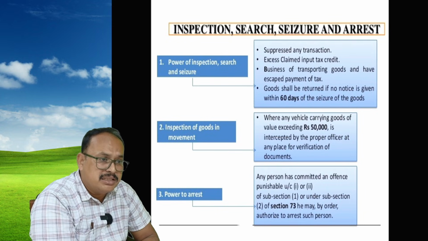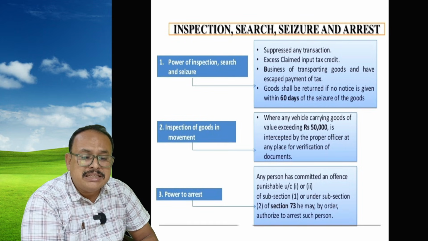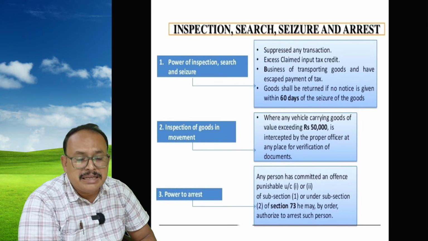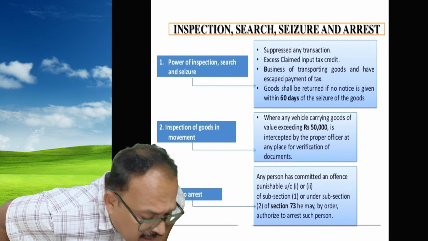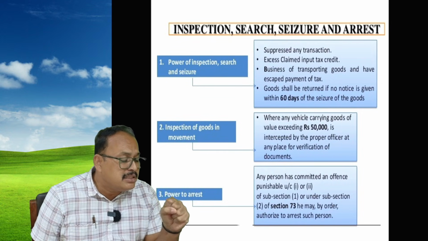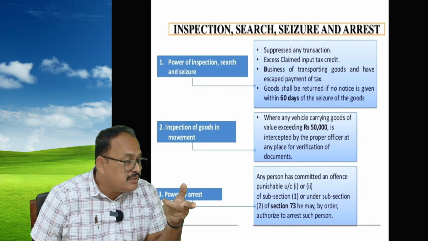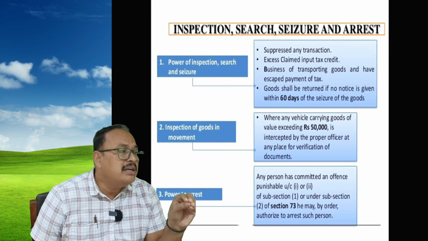invoke search and seizure. Goods shall be returned if no notice is given within 60 days of the seizure of the goods. Generally, if goods have been seized after the search and seizure, there must be a notice. The time period is 60 days. If the notice is not given, the goods should be returned. This is the concept of inspection, search, seizure and arrest.